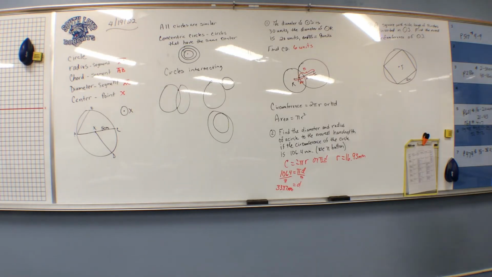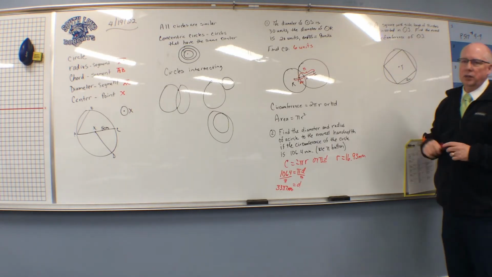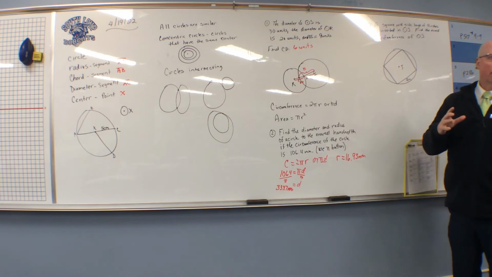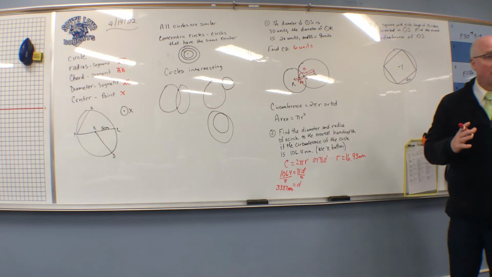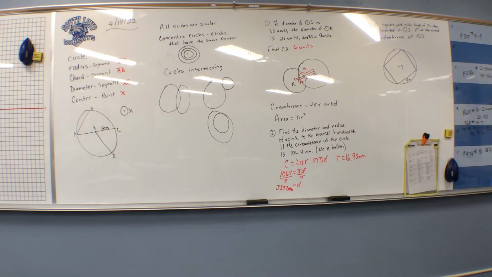All right. Let's go up here. Let's talk about inscribe and circumscribe. Okay? Yes, it's a tough word. All right? Inscribe means that you're inside the circle. So if I say an inscribed quadrilateral, it's inside the circle. If I say circumscribed about, then the circle is inside it.